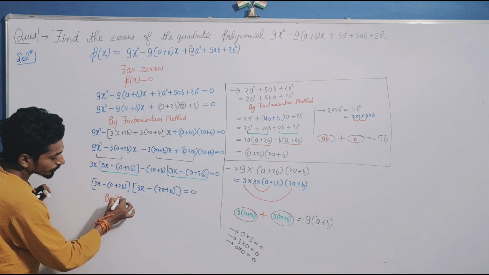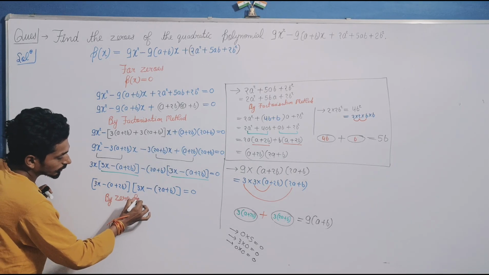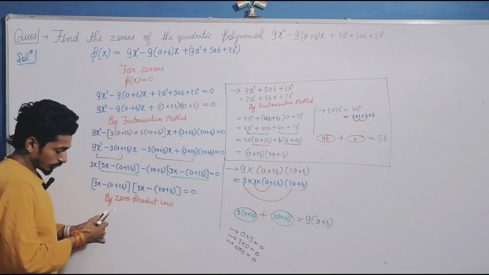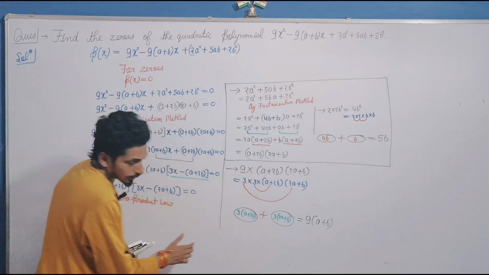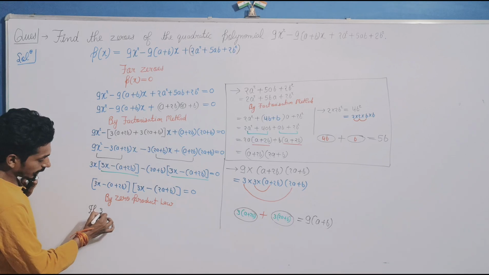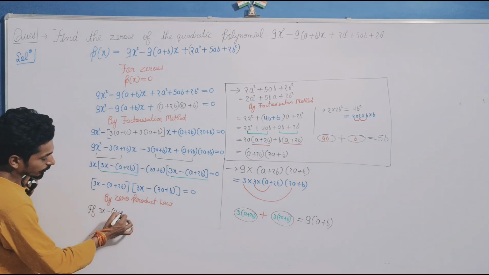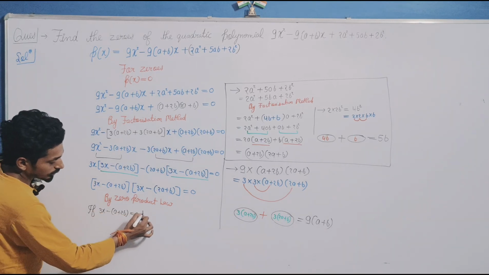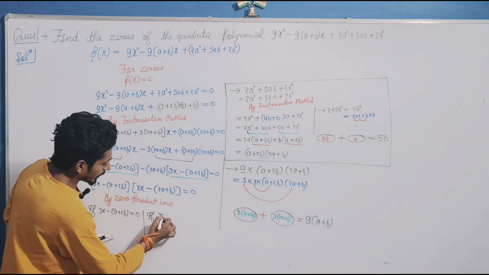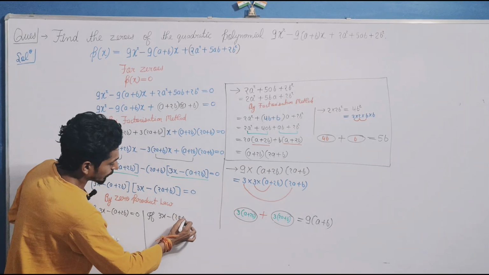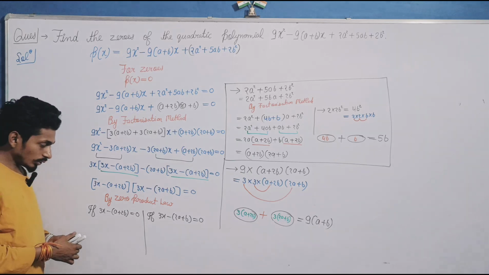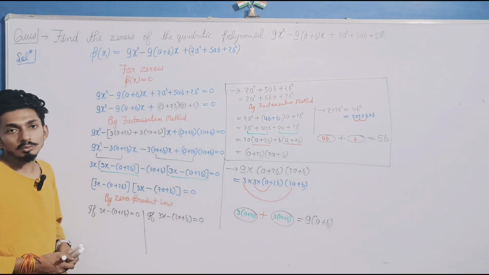So, zero product law. Yes or no? Okay. So if we take 3x minus (a plus 2b) is equal to 0, okay? And if we take 3x minus (2a plus b) is equal to 0. Yes or no? Now we apply the transposition rule.